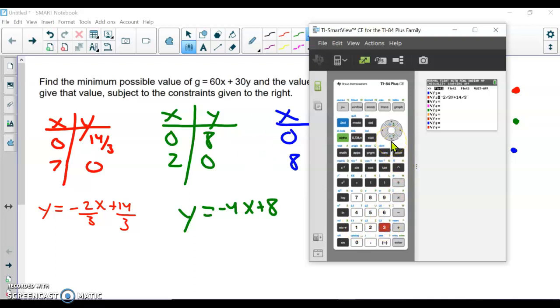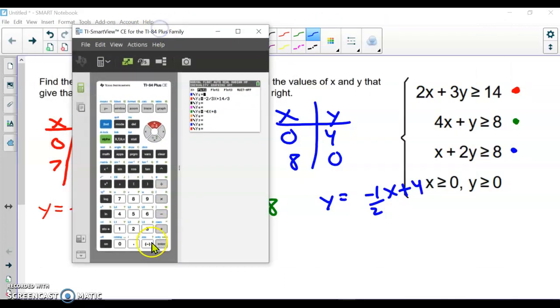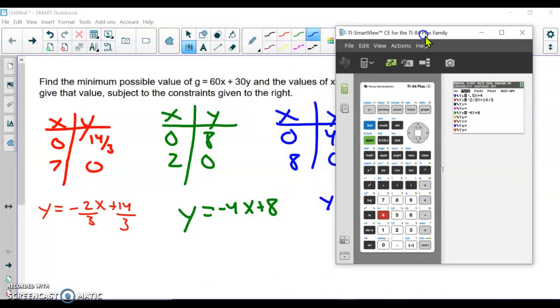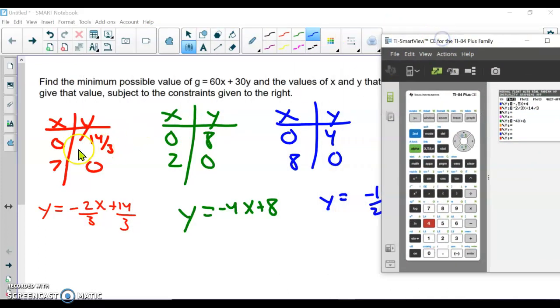And then I said the green function, so I'm going to go down to the green graph, which is y5. That's negative 4x plus 8. And then the last one is blue, so I'll go back up to y1. And that was negative 0.5, or a half x, plus 4. So we got all the graphs in there. I put them in that order just to get the colors to match what I have here.